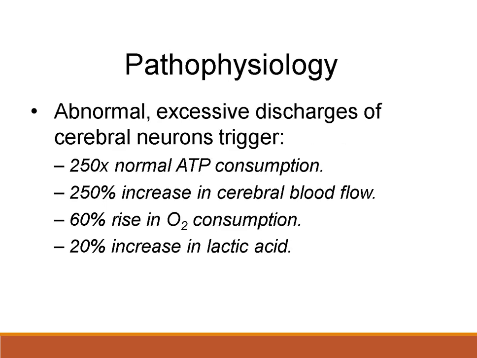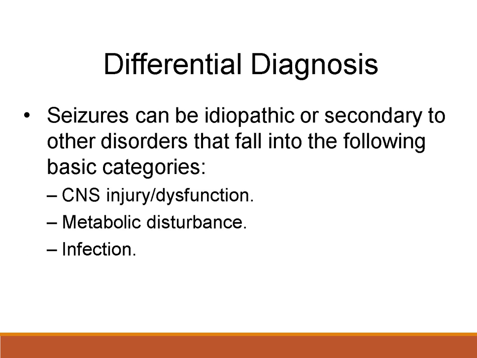So let's get into some quick pathophysiology. Abnormal excessive discharges of cerebral neurons trigger a 250% increase in ATP consumption and a 250% increase in cerebral blood flow, a 60% rise in O2 consumption, and a 20% increase in lactic acid. Seizures can be idiopathic or secondary to other disorders that fall into the following basic categories: a CNS injury or dysfunction, a metabolic disturbance, or an infection.